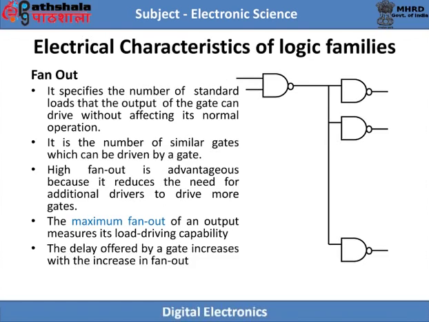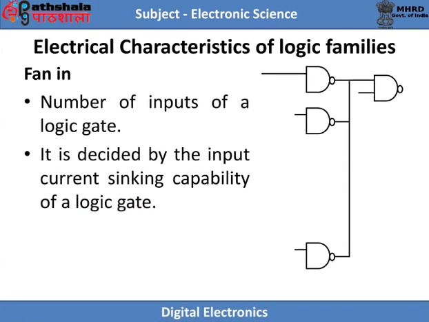Thus, fan out is the maximum number of inputs that can be connected to the output of the gate and is expressed by a number. The fan out capability of a gate must be considered when simplifying Boolean functions. One should use non-inverting amplifiers or buffers to provide additional driving capabilities for heavy loads. The delay offered by a gate increases with an increase in fan out.